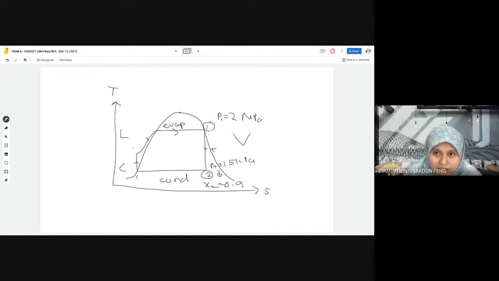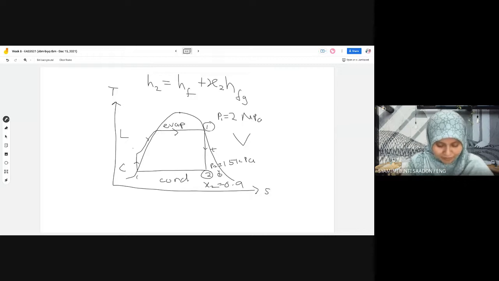So when it is a mixture, we have to use the quality given here. So for H2, we use this one: H2 equals hf plus x2 hfg. Okay, so we have to calculate H2 equals hf plus x2 hfg.